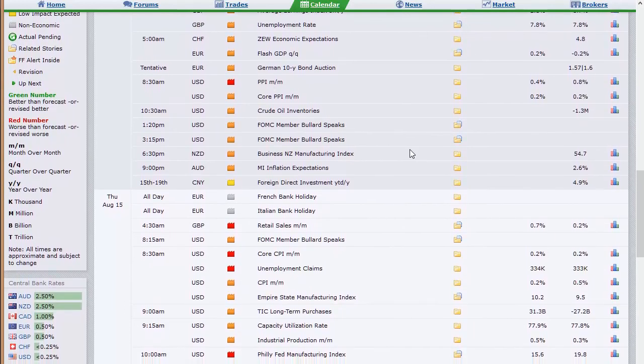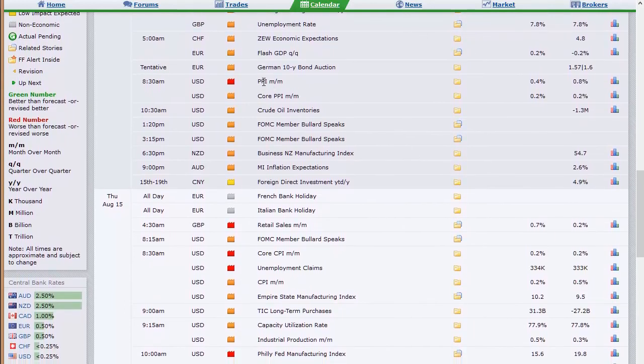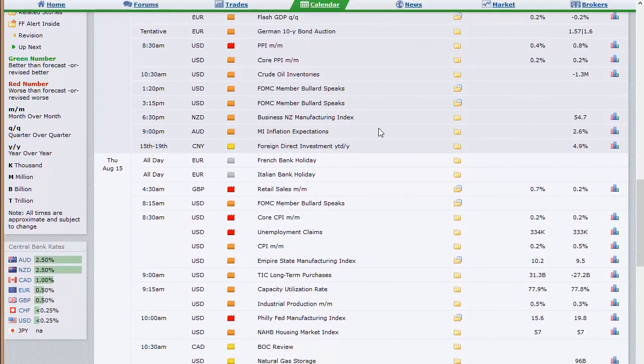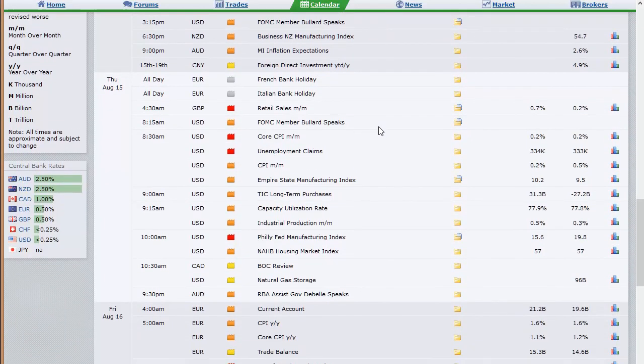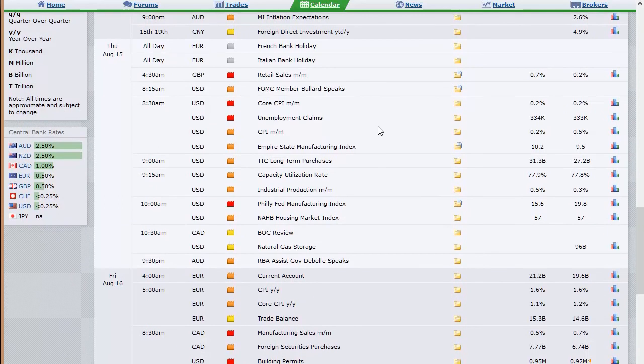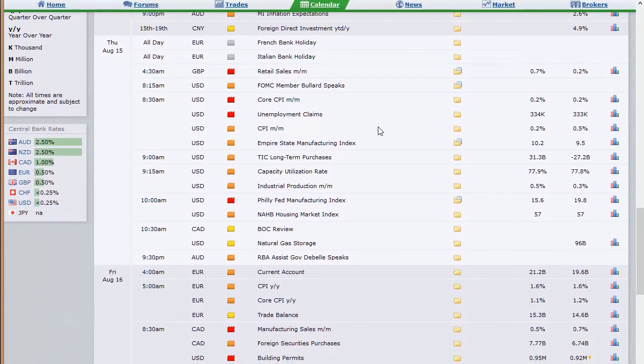German 10-year bond auction, and then again more U.S. data. PPI, crude oil inventories. Got a couple speeches from Fed members. Got the MI inflation expectations out of Australia. Bank holidays in France and Italy for Thursday. Not sure which one that is, but they're going to be shut down. Don't know if that'll have a major effect on us.